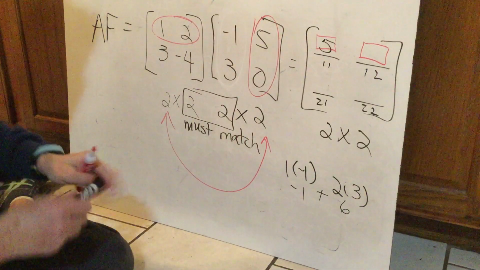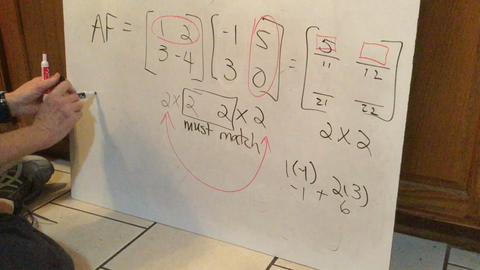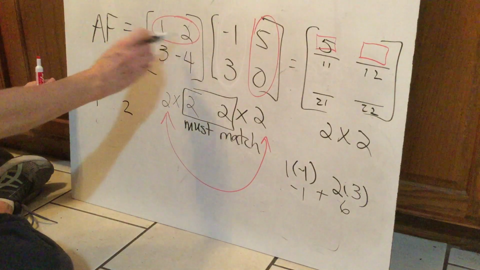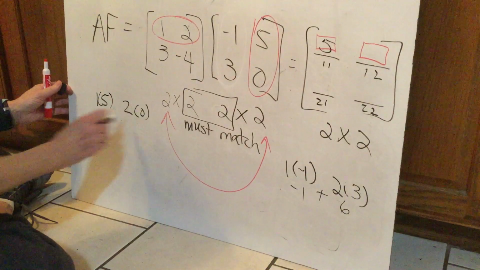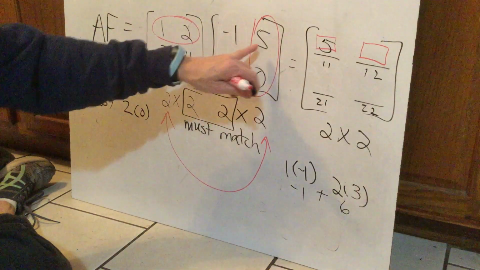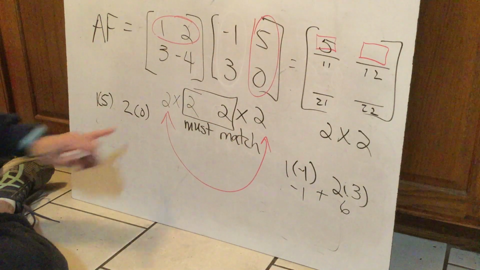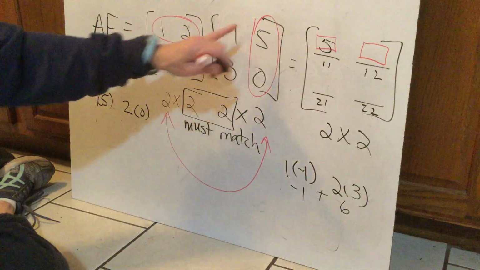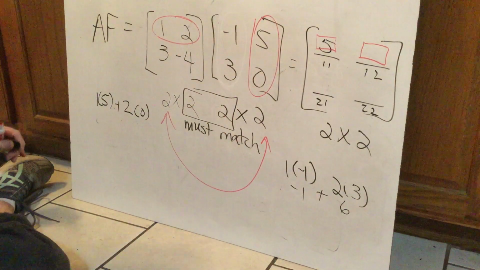So I'm going to take that first row again. I'm going to do it over here. That first row is 1, 2. And my second column is 5, 0. So I write down the numbers in the first row. And then right next to them, I write down the numbers in the second column, 5, 0. So 1, 2, 5, 0. Now I multiply each pair and add them together.